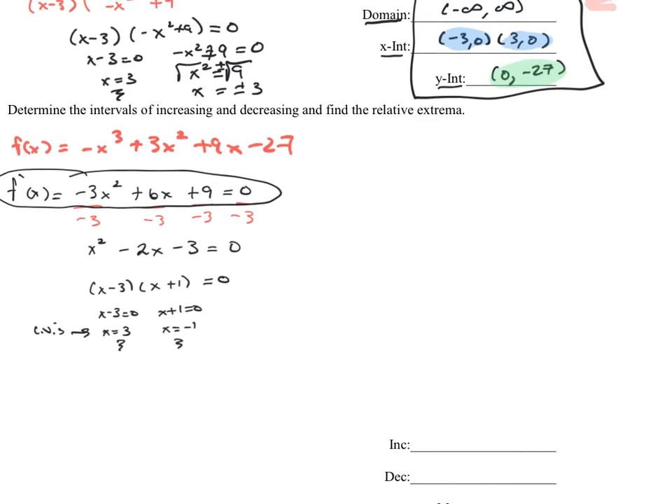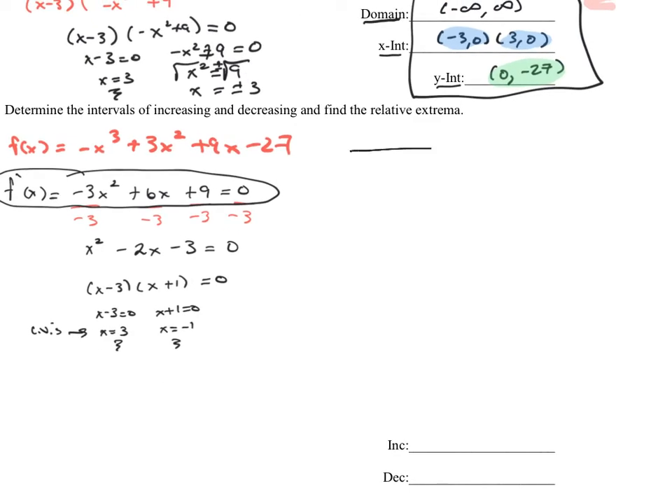So the next step of the process was to create a number line. We're going to be looking at the derivative. We're going to plot those points on a number line. Here's the point negative 1. Here's the point 3. I know my derivative is 0 at both of those points.